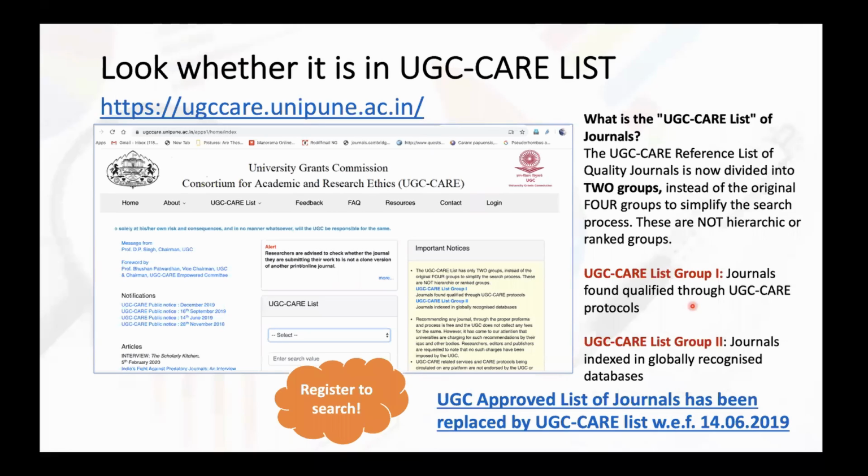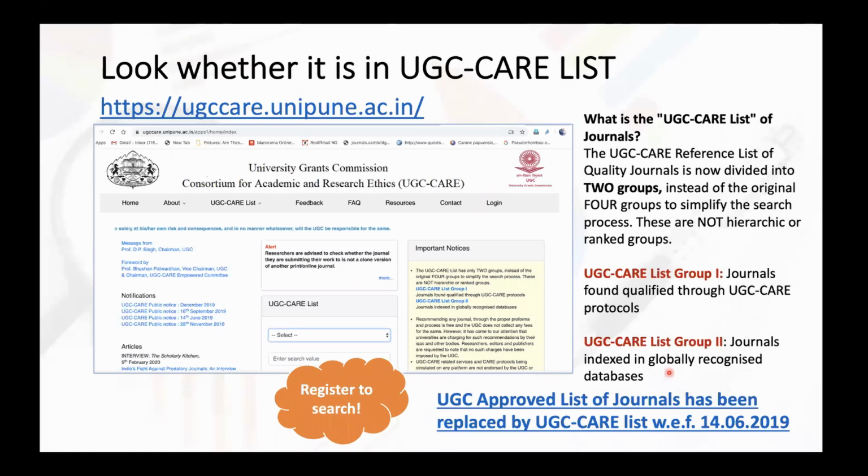Then how will you identify that? Just two things to remember. They have two groups of journals. You go to the UGC CARE website, ugccare.unipune.ac.in, because this is maintained by the University of Pune. They have two sets of lists: UGC CARE list group 1 and UGC CARE list group 2. What is group 1? Journals found qualified through UGC CARE protocols. What is group 2? Journals indexed in globally recognized databases like Web of Science and Scopus.